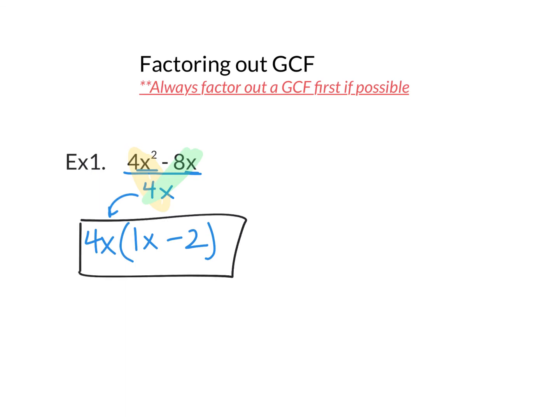So if you were to multiply this back out, 4x times 1x is 4x squared. 4x distributed to the -2 gives me -8x. So I've done this one correctly. The last thing I'll say about GCF, because this is going to come back, is that we need to always, there's a reason this is in red, always factor out GCF first if possible. So sometimes questions are going to be GCF and then something else. So we're going to see that in the next few examples that we do.